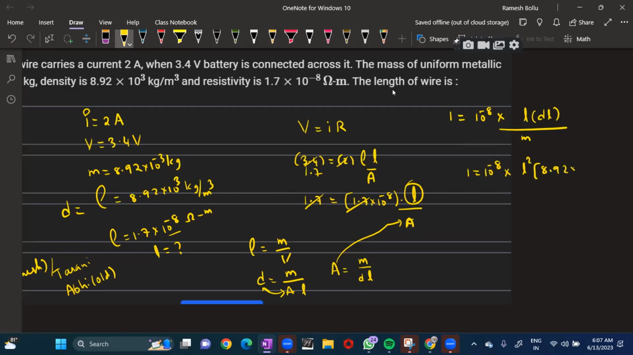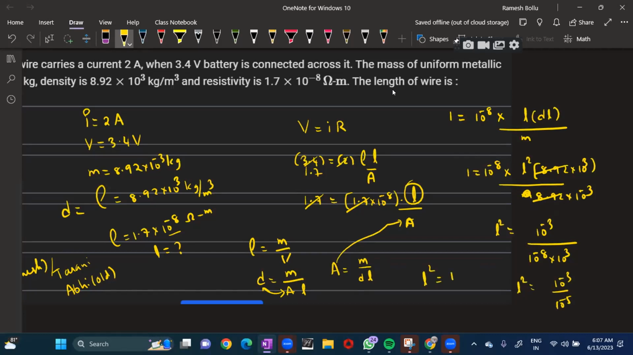And density is 8.92 into 10 power 3, whole divided by mass. Mass is also given, 8.92 into 10 power minus 3. 8.92, 8.92 cancels out. L square equal to how much? 10 power minus 3 divided by 10 power minus 8 into 10 power 3. L square equal to 10 power minus 3 by 10 power minus 5.